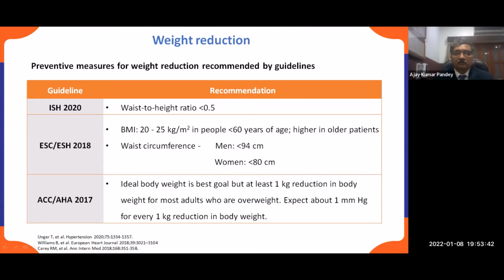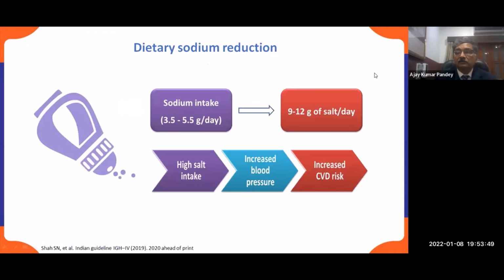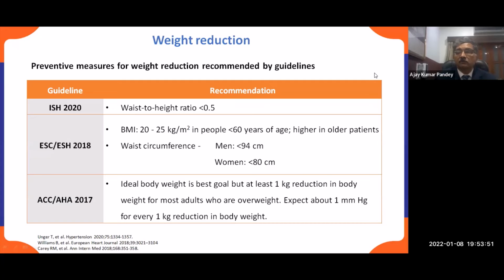Ideal body weight is the best goal, but at least 1 kg reduction in a month or so, or 10% reduction. Expect about 1 millimeter of mercury reduction for every kg of weight loss in most adults who are overweight. And what we recommend to our patients is a 10% weight reduction over 3 to 6 months or 1 year, 10% of whatever weight they are, which is going to help them a lot.